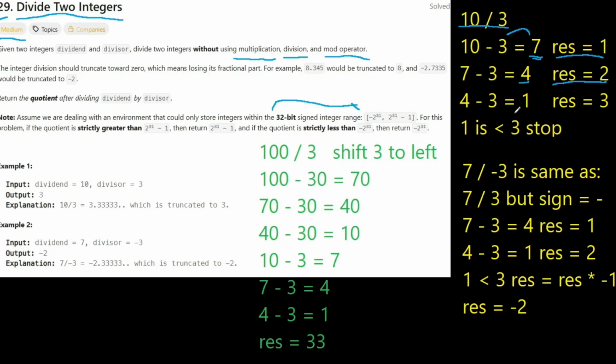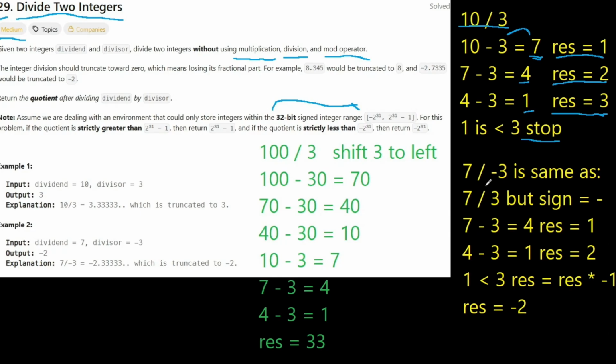And then 4 minus 3, what's left is 1 and the result is 3. So far the result is 3 and what's left is 1. 1 is less than 3, so we stop here and return the result, 3. Very easy. And this is if both numbers are positive, or if both of them are negative, we can remove the negative sign because the answer will be positive.